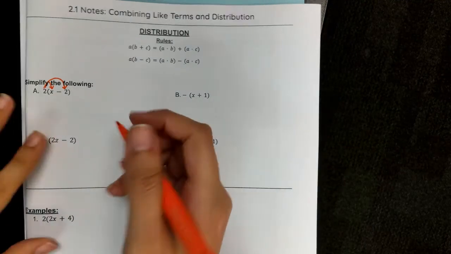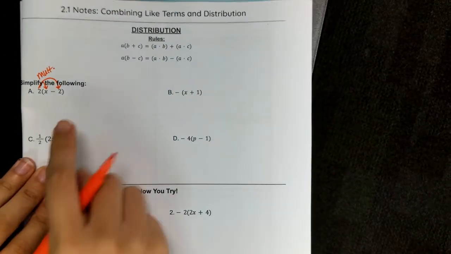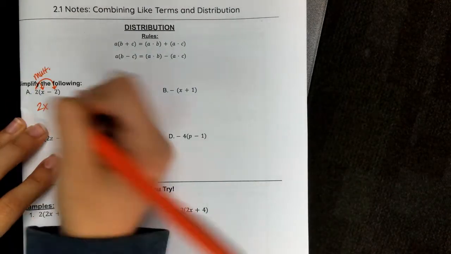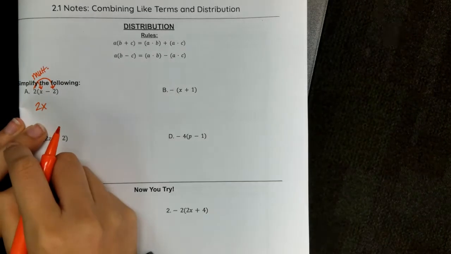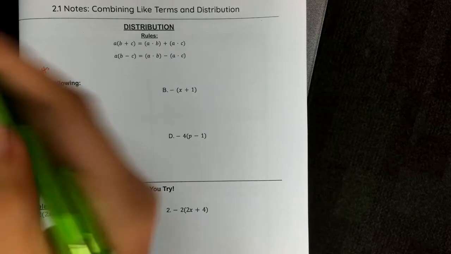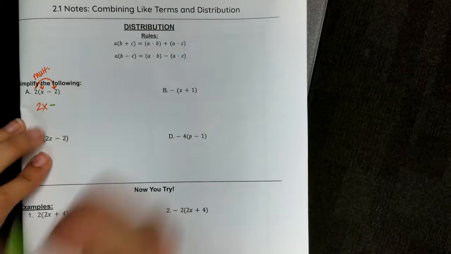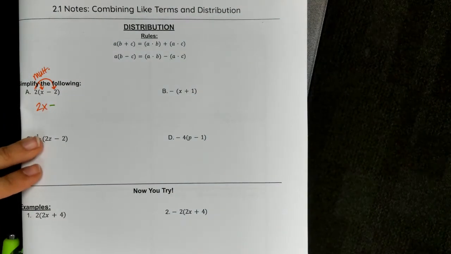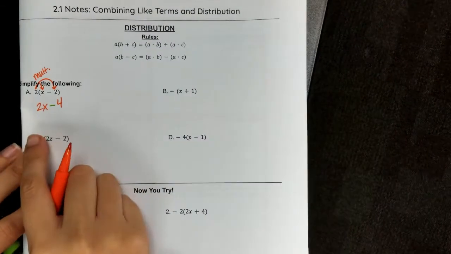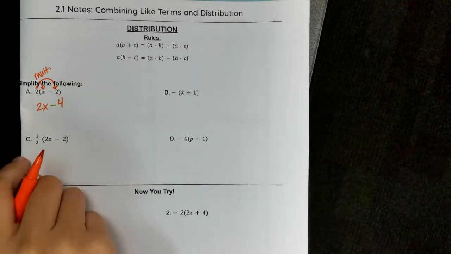When you distribute, what you do is you multiply. So you do 2 multiplied with x, which is just 2x. And we bring down our sign. So my sign was minus. Minus 2 multiplied with 2, which is 4. And that's it. That's all you have to do. No solving for x, no combining. Nothing can combine here. 2x minus 4. So all you did was distribute.